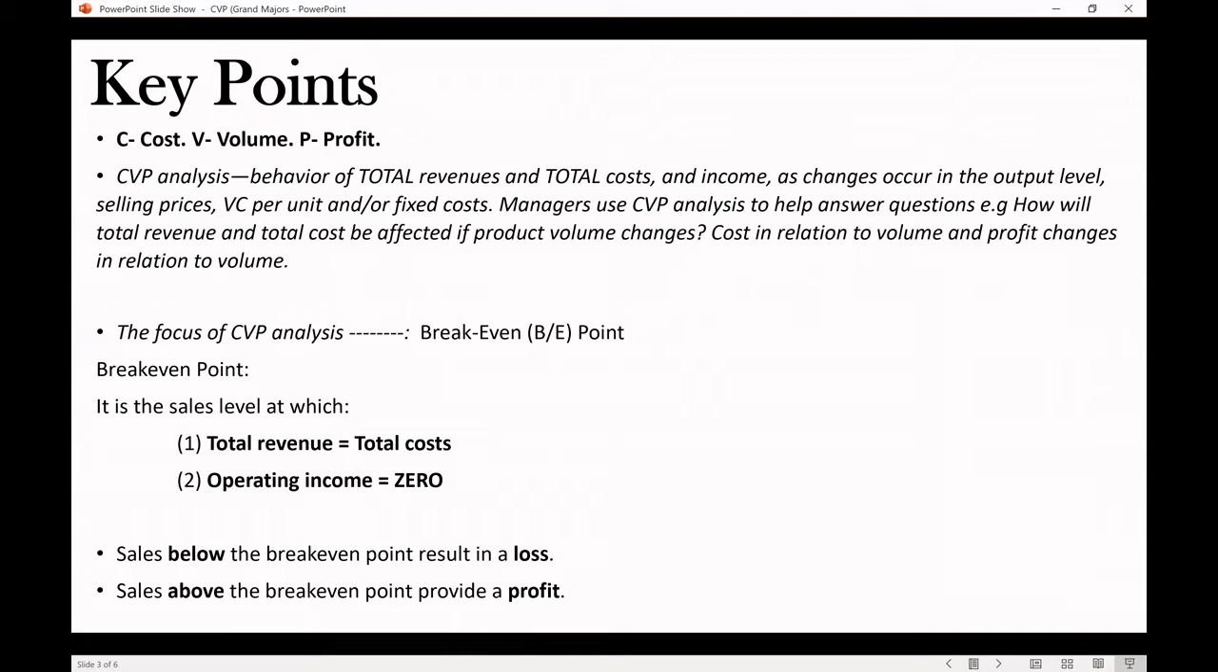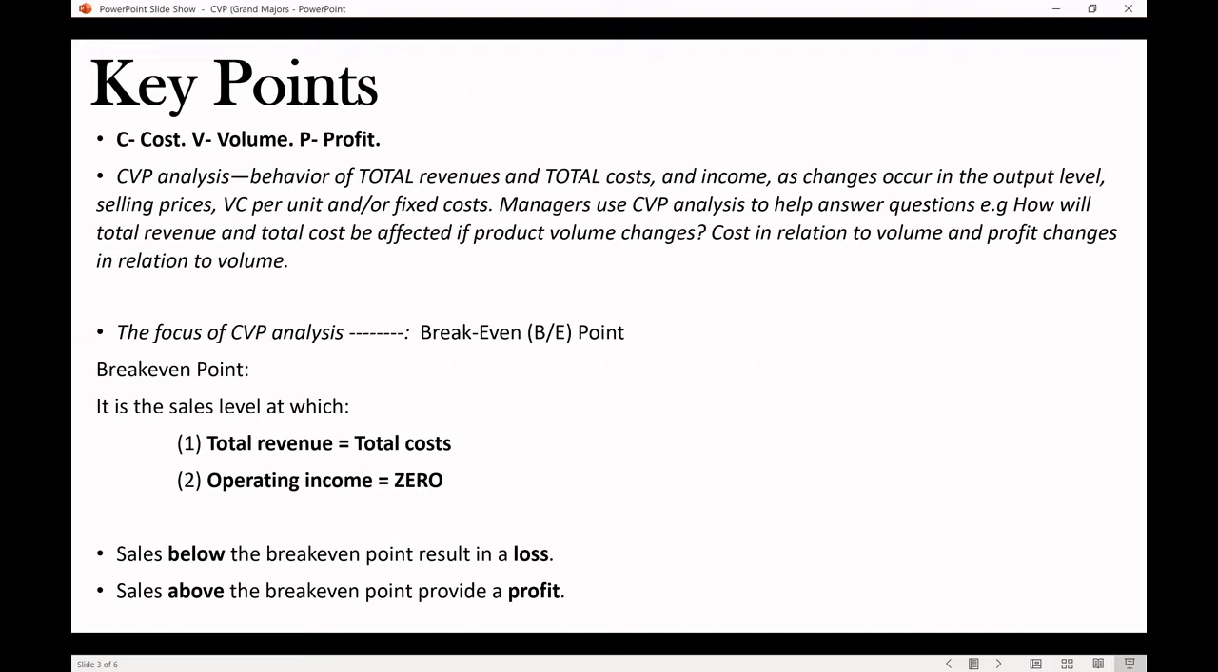The focus of CVP analysis is on the break-even point. And what is the break-even point? This is where your sales level, and there are two considerations, if you think about it in layman's terms, what you mean by break even, is where your total revenue is equal to your total cost, or where operating income is equal to 0. And that's really repeating itself, because if your revenue is equal to your cost, your profit is 0.